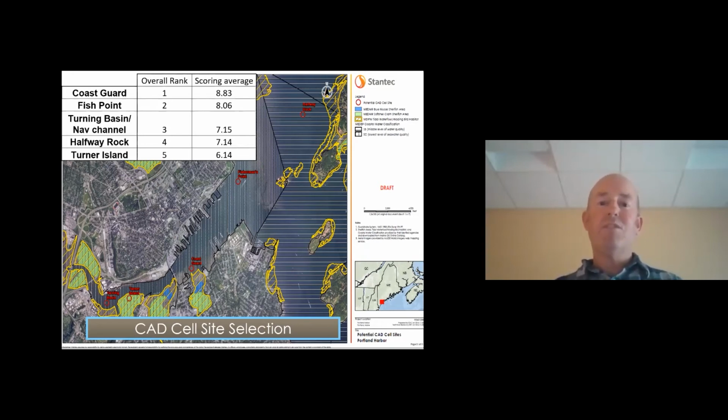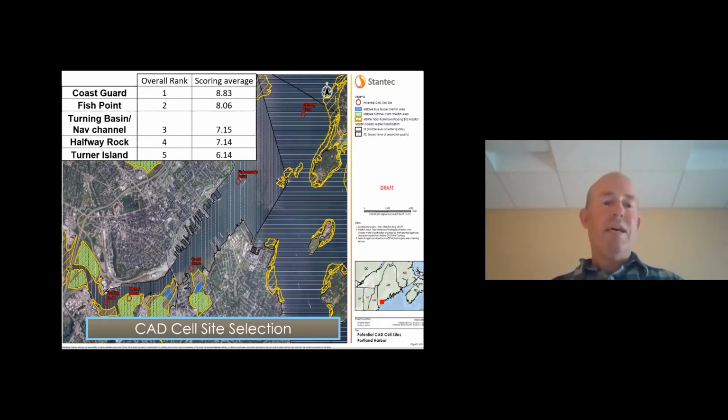So we had to go back to the drawing board, sat down with all the stakeholders, environmental groups, the owners, the fishing community, and reevaluated, and ended up with this site here near the Coast Guard Station in South Portland. It's a shallow subtidal flat outside of the navigation channel, with minimal fishing effort, if any.